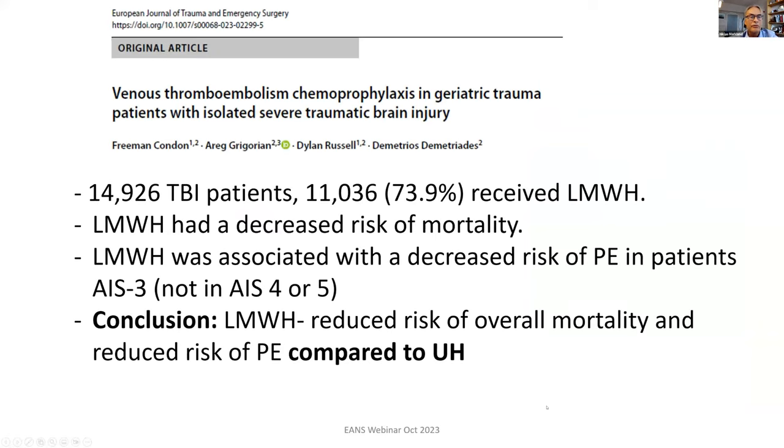Well, a huge study here, of which 11,000 patients received low molecular weight heparins. And when you used that, there was a decreased risk of mortality, also a decreased risk of pulmonary emboli. And the reduced mortality and reduced risk of pulmonary emboli were also better when compared to unfractionated heparin.